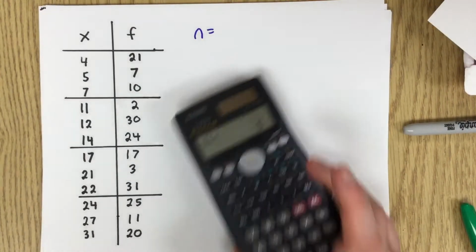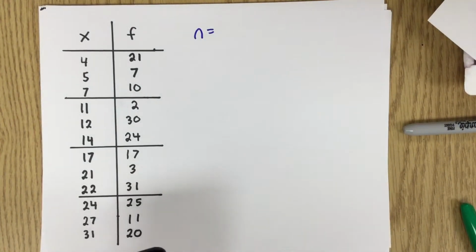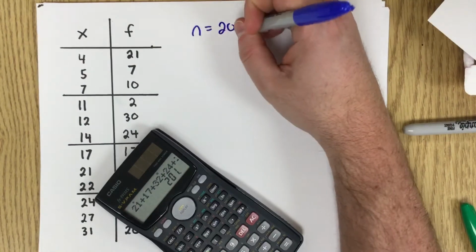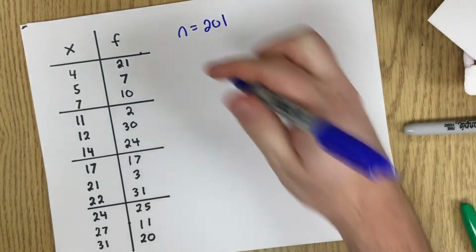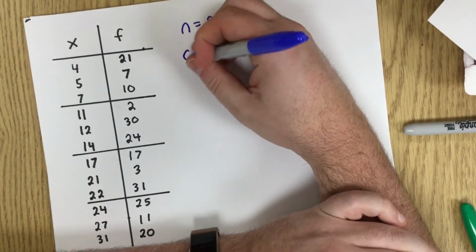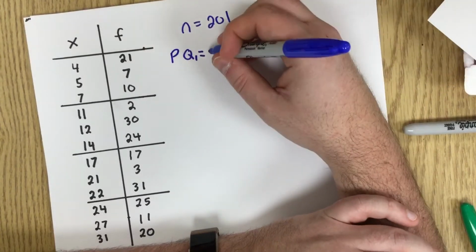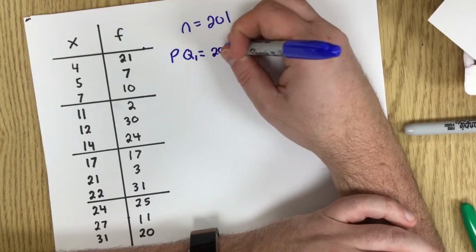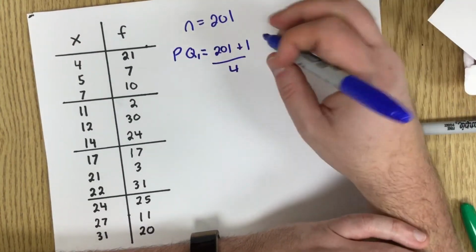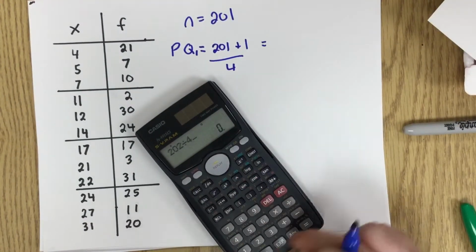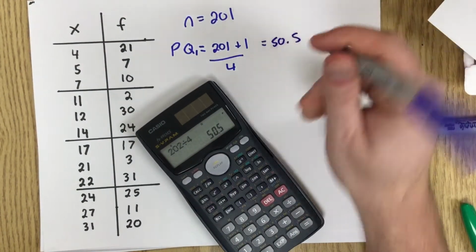So we have 21 plus that, plus 32, plus 51, plus 45. So n is going to be 201, which means that Q1, or the position of Q1, is going to be 201 plus 1 over 4, which is equal to 202 divided by 4, which is 50.5.